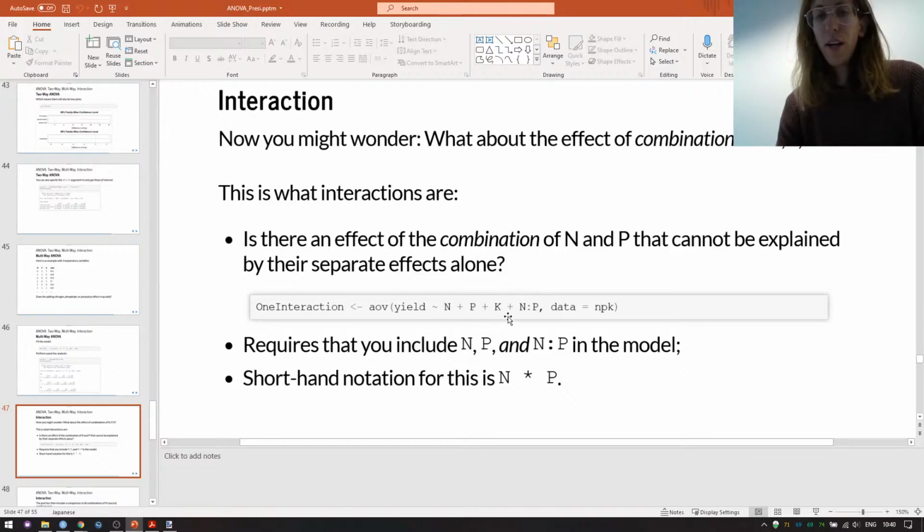Now, how do you include an interaction? We do that in R by specifying N colon P. So this part right here specifies the interaction between nitrogen and phosphorus. So this is the effect of having both nitrogen and phosphorus at the same time. If you're adding an interaction between 2 variables, then those variables should also be added separately in the model. So you cannot run this interaction without phosphorus, for example. So in this case, our function would be aov, then yield, so the response variable, all the categorical variables, and the interaction of interest.